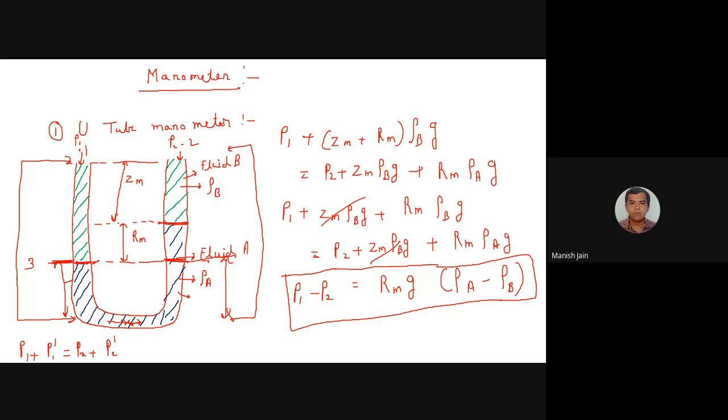The density of mercury, you know, is 13,600 kg per meter cube. The density of water is 1000 kg per meter cube. So when you take the difference, it will become 12,600 kg per meter cube multiplied by Rm, whatever the value of Rm, the difference between the heights, multiplied by 9.8, and you will get the pressure in Pascal. So this is how you can calculate the pressure difference between two points by using the U-tube manometer. Now the U-tube manometer may have other geometries also. So the next type of geometry is the inclined manometer.